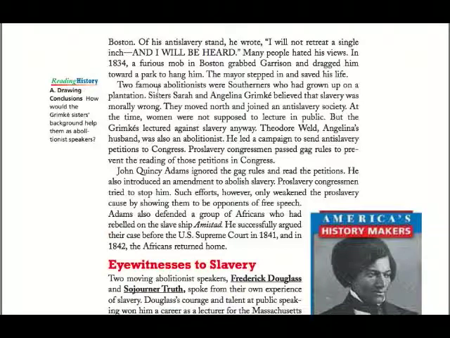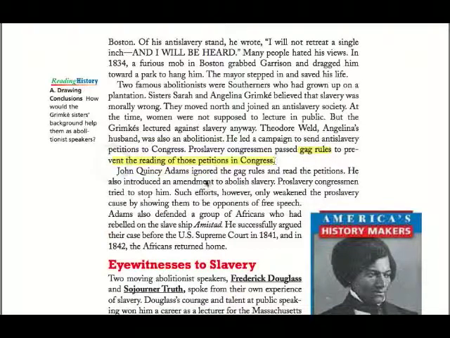Two famous abolitionists were Southerners who had grown up on a plantation. Sisters Sarah and Angela Grimke believed that slavery was morally wrong. They moved north and joined an anti-slavery society. At the time, women were not supposed to lecture in public, but the Grimkes lectured against slavery anyways. Theodore Weld, Angela's husband, was also an abolitionist. He led a campaign to send anti-slavery petitions to Congress. Pro-slavery congressmen passed gag rules to prevent the reading of those petitions in Congress.